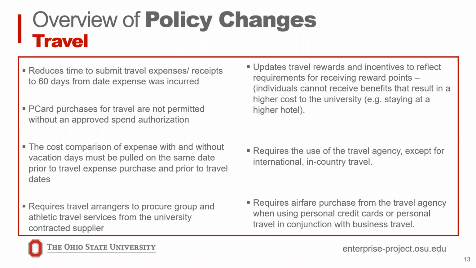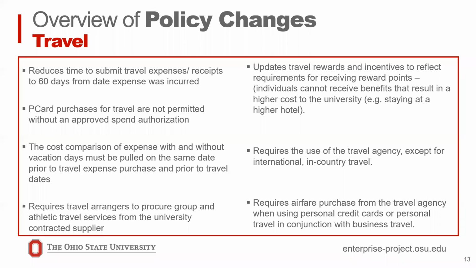So the overview of policy changes associated with travel. The first one, we're reducing the time to submit travel expenses and receipts to 60 days from the date the expense was incurred. So this is very different than how it is today. Today it is 90 days post-trip, and it moves to 60 days from the date incurred. So that is a tremendous change for our university to make sure we're absorbing and comprehending.